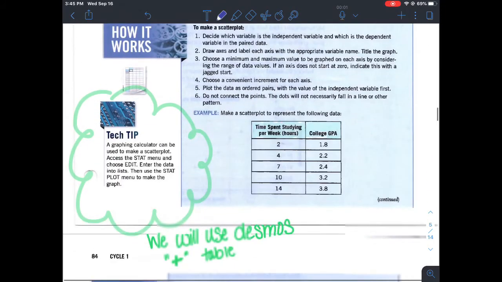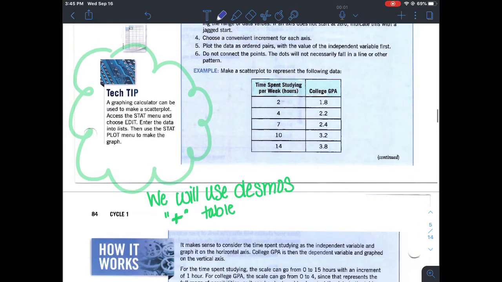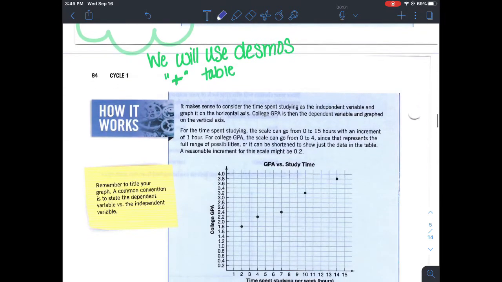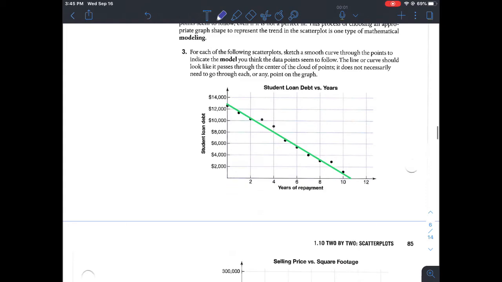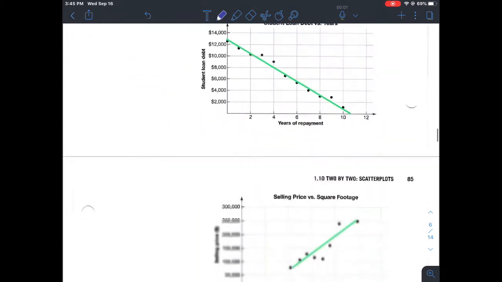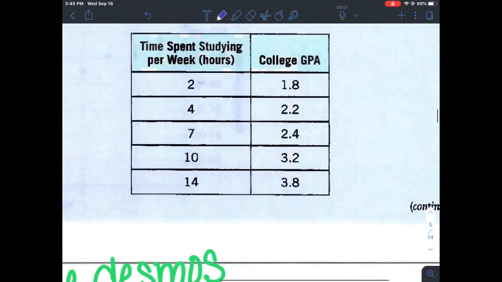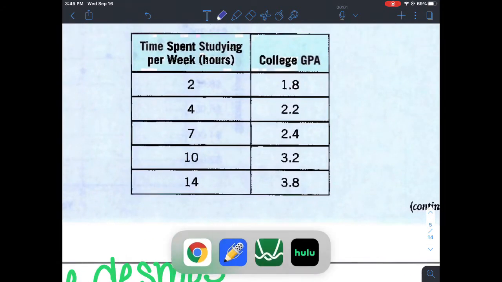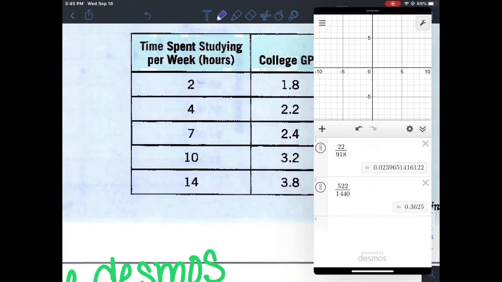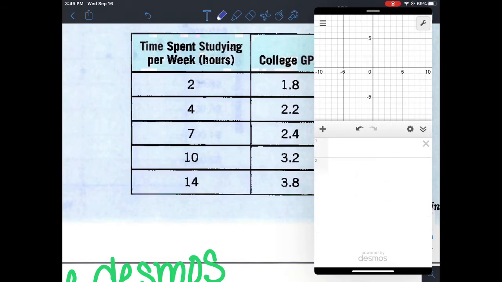So we're going to actually make a scatter plot. It says here to use a graphing calculator. I hate graphing calculators so much. So we are actually going to be using Desmos for this to create our scatter plot. And I'll show you just with this one because it has nice small numbers. So I'm going to open up Desmos. I can just have it hover on the screen here, or you can pull it up. I can never get it to work, so just leave it like that.